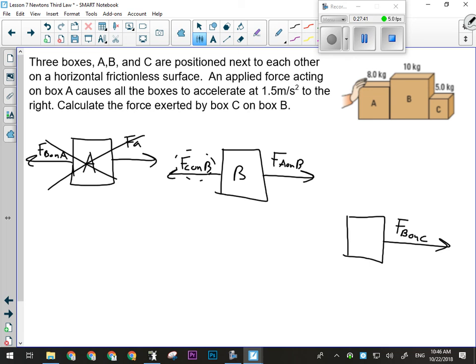And according to Newton's third law, the force exerted on C by B is equal to the force C exerts back on B. Everybody follow me there? So that's the intuitive part of this question. The math of this question is actually quite simple. This is the only force acting on box C, which is 5 kilograms. Therefore, it is the only force, it's the net force.